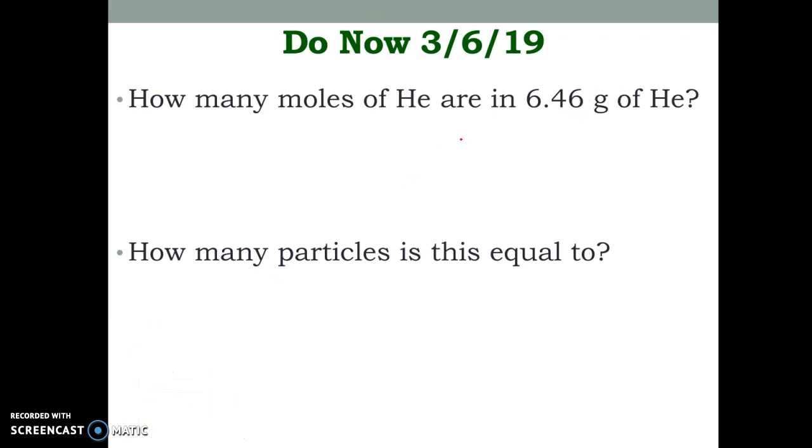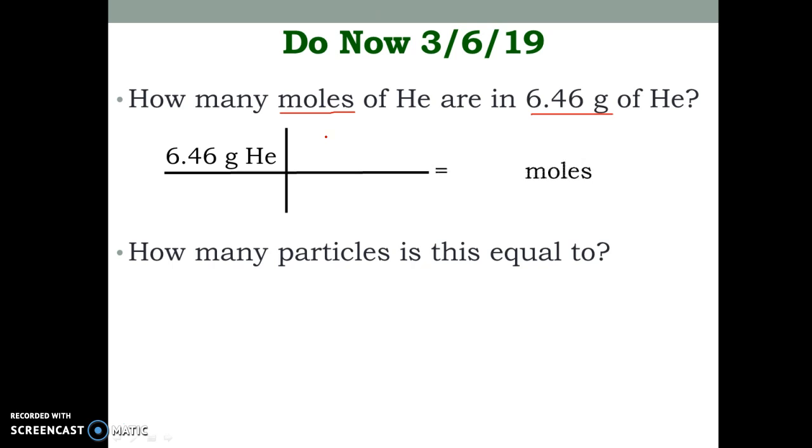Here we're starting with 6.46 grams and going to moles. So I use my conversion sheet, and going from grams to moles, the molar mass goes on bottom, which I get from the periodic table, and 1 mole goes on top. So in this problem, I'm going to divide to get my final answer of 1.62 moles.